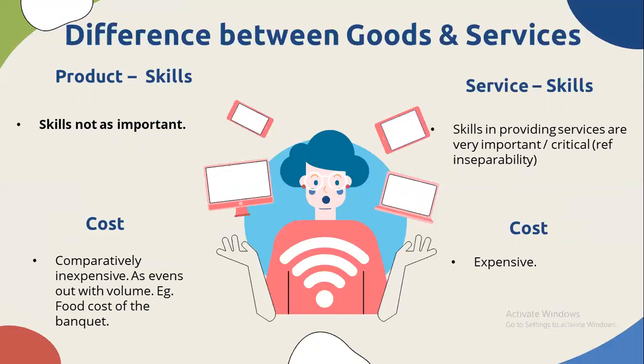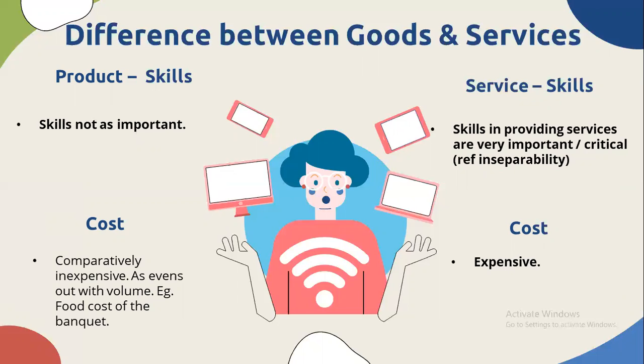Now, for a product, skills are not as important as for services. Yes, when I'm manufacturing a pen, I do have to have a design, I do have to have a process in place. But when I'm talking about services, skills in providing services are very, very important as compared to when you are designing a product. And they are critical. Inseparability, we're going to learn this a little later, but you cannot separate a service provider and a product.